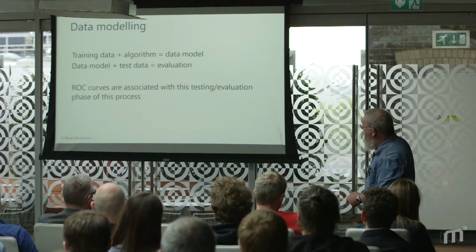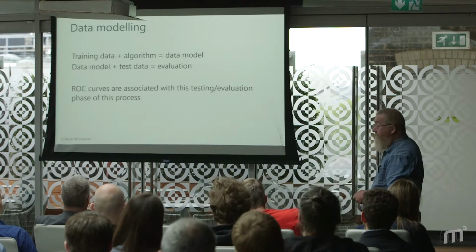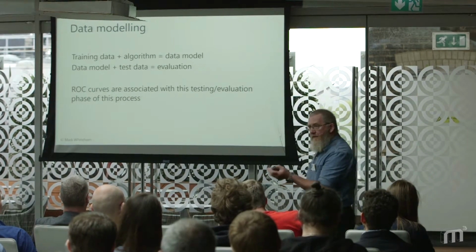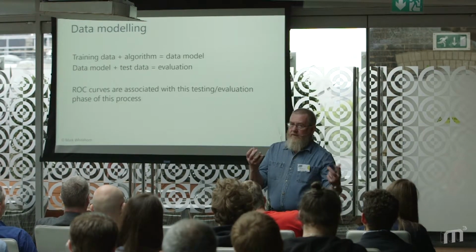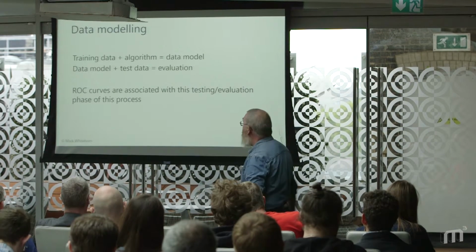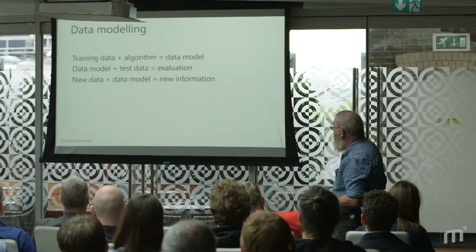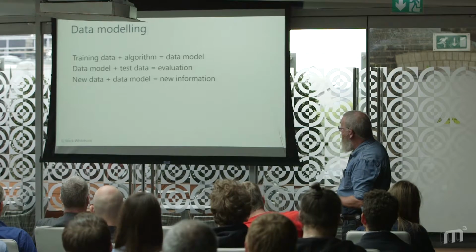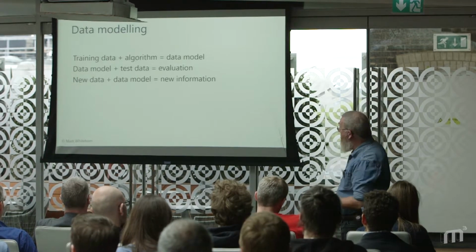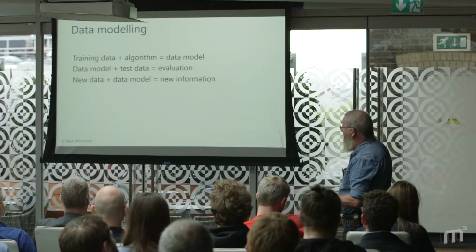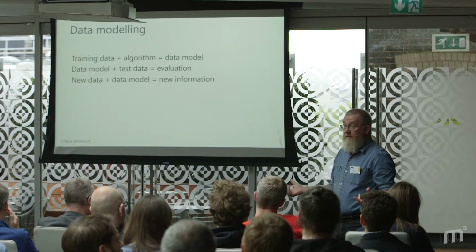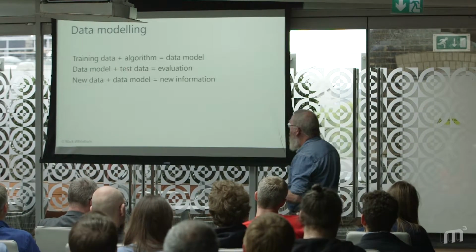So ROC curves are associated with this testing phase, where we are seeing how good it is. We've got a data model, we've got a set of rules, we've got some data where we know the answer, and we stuff it through and we can check it. And just to follow that up, we're not doing all of this for fun. In the end, we want to take some new data where we don't know whether it's fraudulent, apply the data model, and that gives us new information. This is honest, this is dishonest. So we're interested in this testing phase.